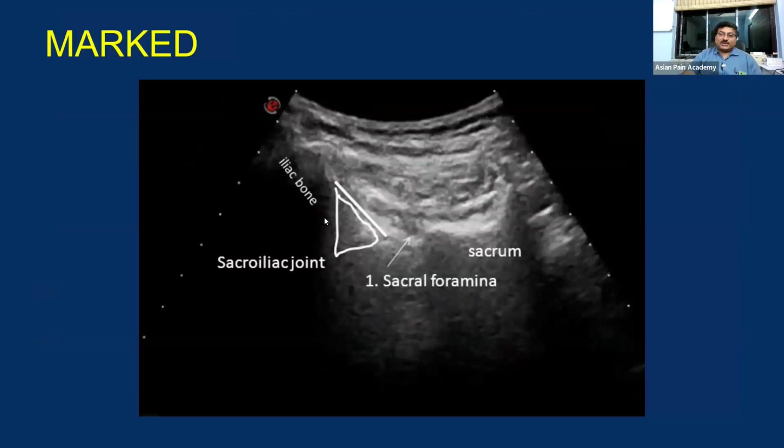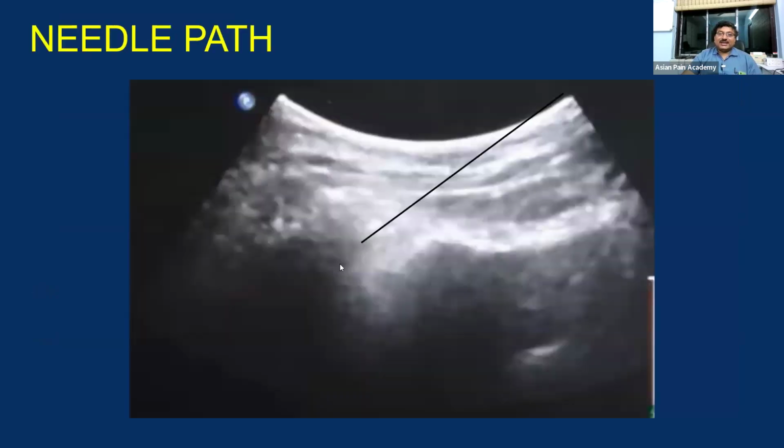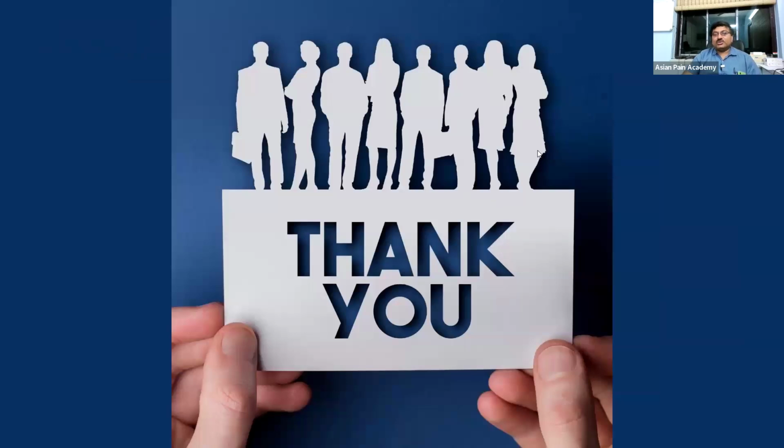Now, if you move to the next part, it is shown here. So it is the sacral foramina, sacrum. This is the sacroiliac joint and the iliac bone. And this is the needle direction when you are injecting. This is at the S2 level. I prefer going a little below the S2. So let us go and show you.